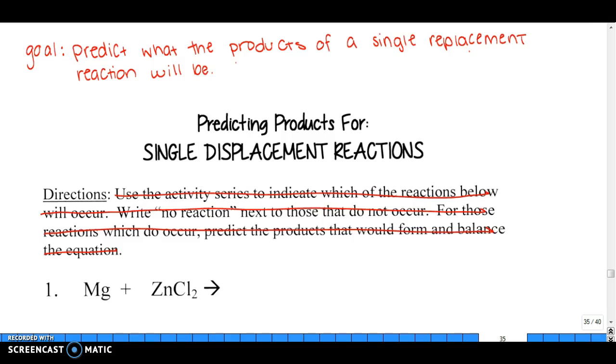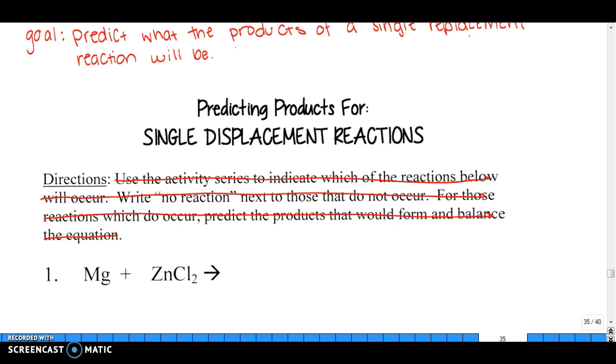In this video, we're going to talk about single displacement reactions and how we would predict the products for such a reaction. Our goal is to predict what the products would be based on the given reactants. Originally, the directions of this worksheet state that we're going to use the activity series to figure this out, but we're just going to assume that all of these reactions go to completion. So let's take a look at the first one.